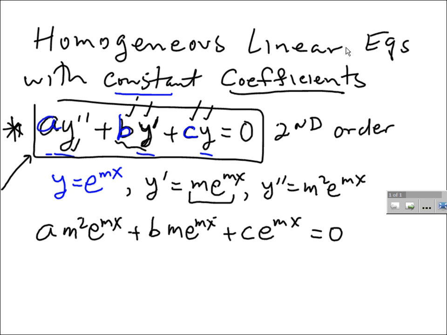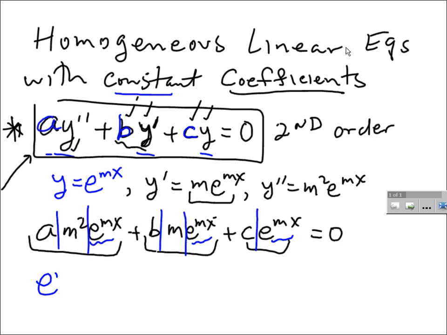Now when I look at the left side of this equation, these are the terms: a times m squared times e to the mx, b times m times e to the mx, c times e to the mx. They all have an e to the mx term. So I write that down, and then from beginning to end, I write down everything except what I put this curly line under. That is am squared plus bm plus c, and it equals 0.